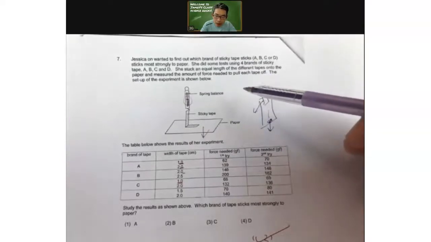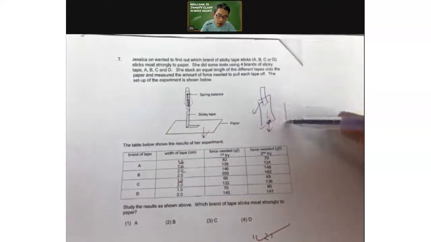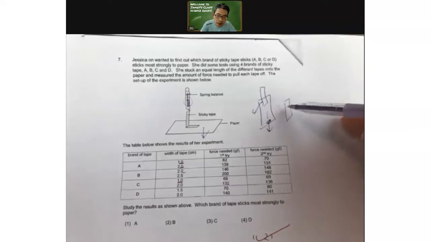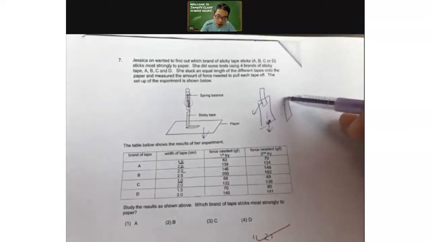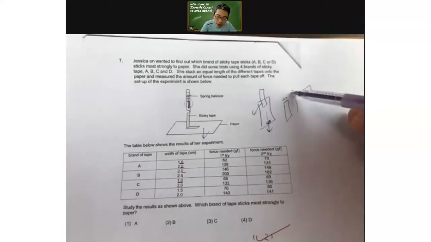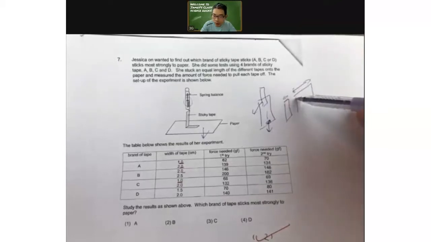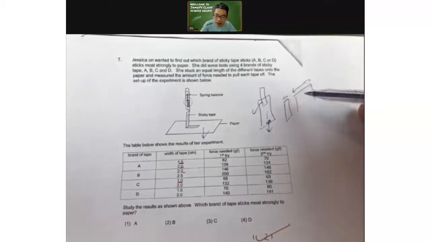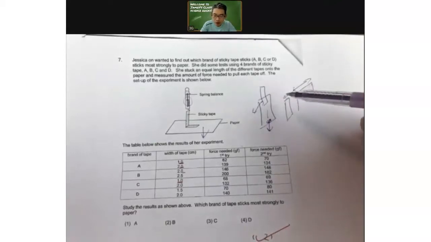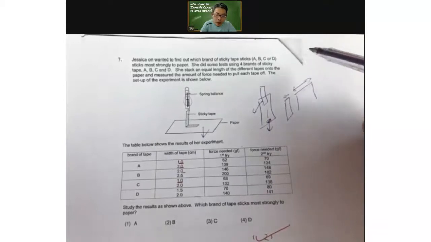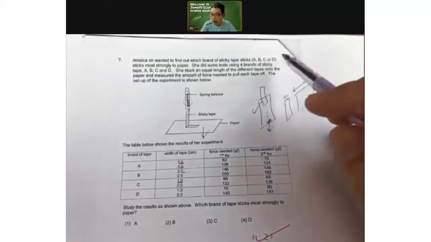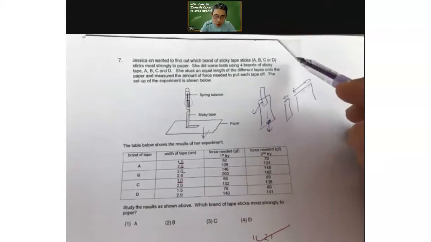Now, to be fair, the width of the tape has got to be the same. If I use one tape of this width, another tape of this width, then of course you can say, oh, there's more sticky stuff on the other side that sticks onto the paper, so of course it's harder to remove it, you need more force. So therefore, for a fair comparison, we must compare tape of the same width. So which one sticks the most strongly?